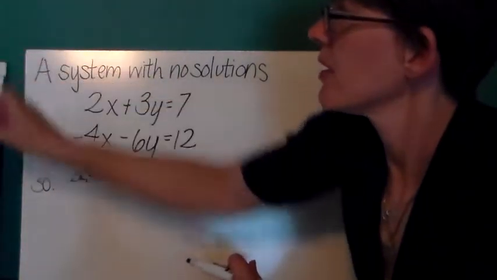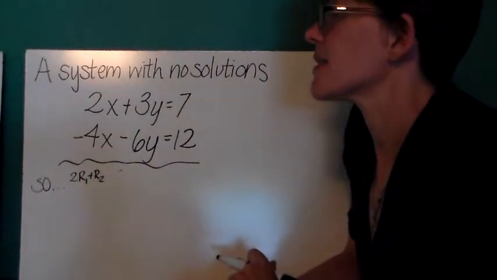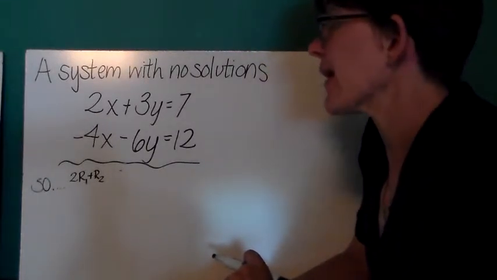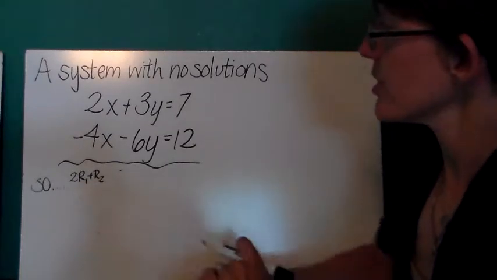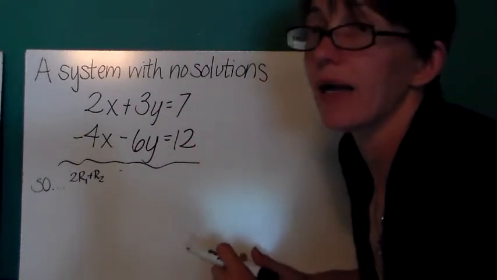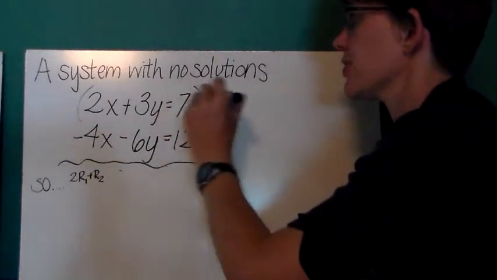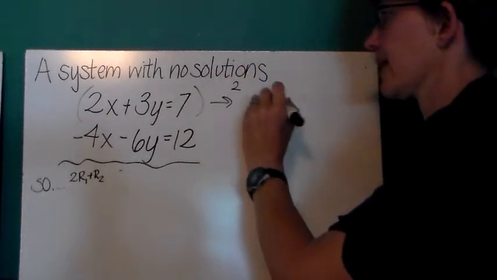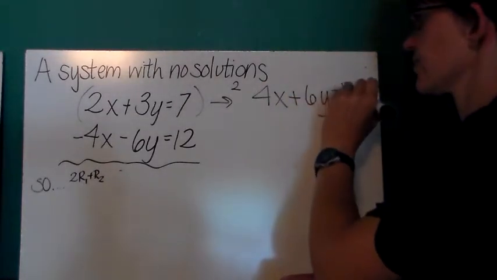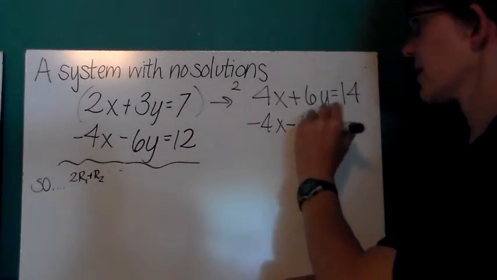Let's look at an example of a system with no solutions. Here we see a system, 2x plus 3y equals 7, and -4x minus 6y. Well, I'm going to do 2R1 plus R2, so multiply this by 2 and add it to the second row. Let's see what happens. If I multiply this by 2, I get 4x plus 6y equals 14. My second equation is -4x minus 6y equals 12.